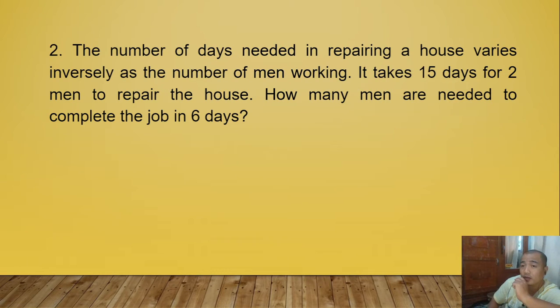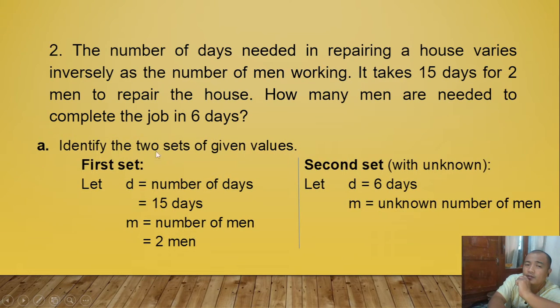Okay. So if there are 2 men only working to repair the house, it takes them 15 days. Now, how many men should be working so that they complete the job in 6 days? So this is an inverse variation problem. First identify the first set of given values. For the first set, the number of days is 15 days. The number of men is 2.